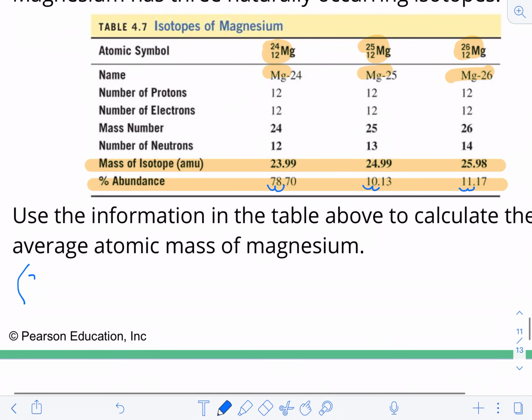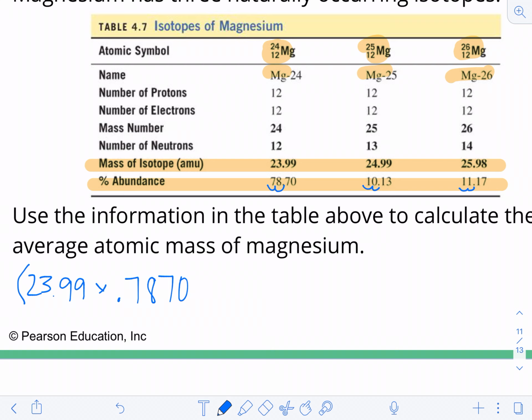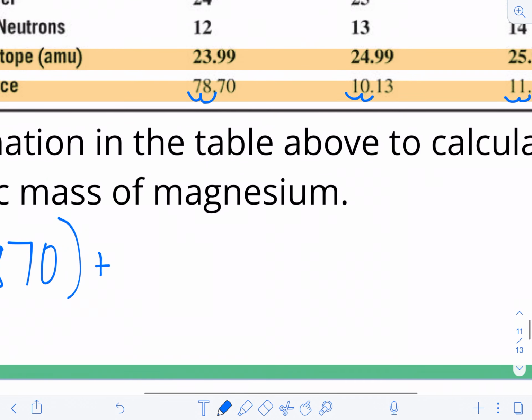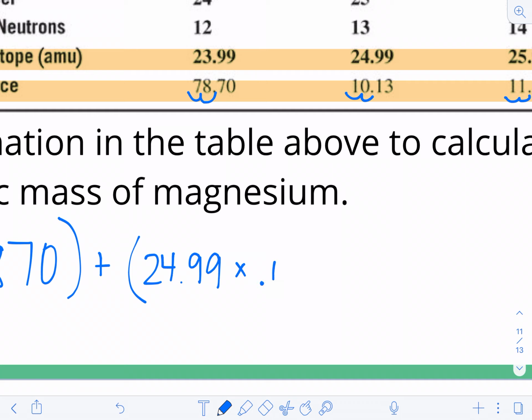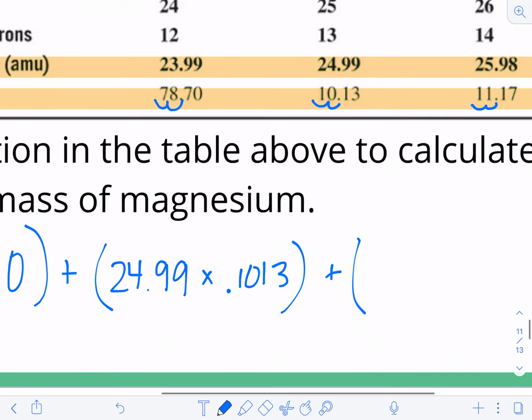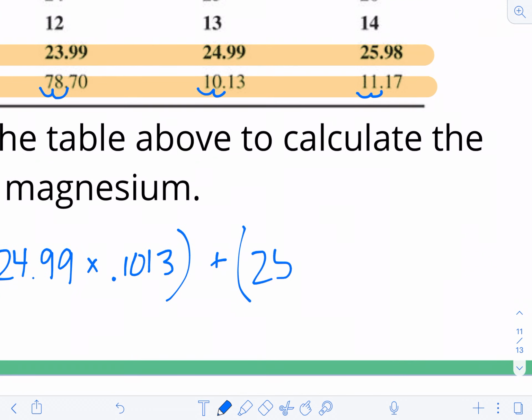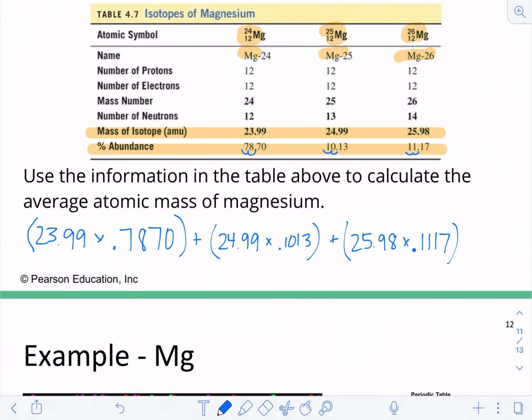I'll take my mass, 23.99. I'm going to multiply that by 0.7870. Close my parenthesis, plus start a new one. All right, my second isotope, mass of 24.99. Multiply that by 0.1013. Close my parenthesis, plus, all right, and the last guy is over here, 25.98 times 0.1117. All right, so we can type that in exactly like that into our calculators.